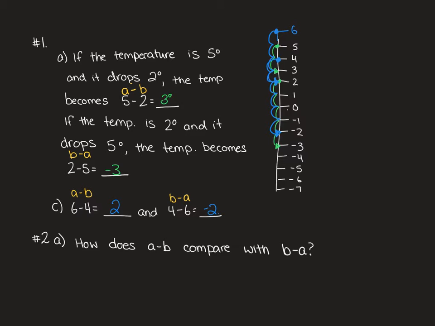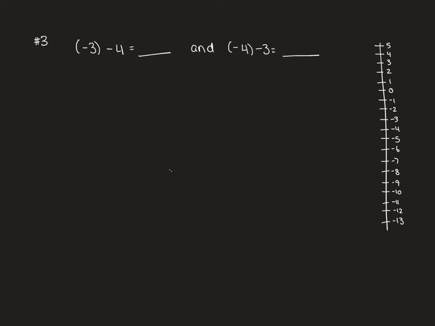So what is the difference in those answers? Your hint is to look at the signs. Based on what you discover in part A, they want you to make a prediction about what you think 98 minus 101 would be. And then for part C, you get to use your calculator to check and see if you were correct. Question 3 asks you to use the thermometer model to complete the subtraction questions.